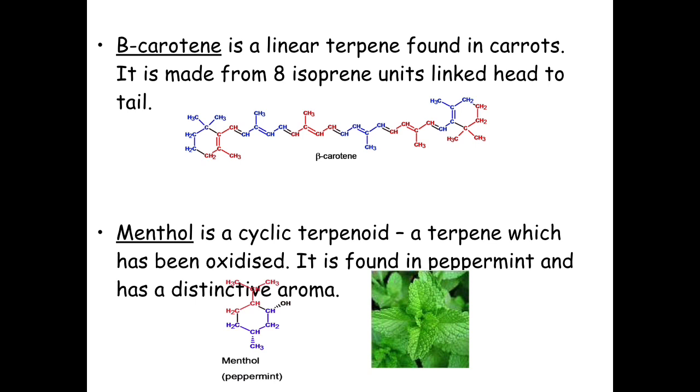Terpenes can be found in all sorts of things. They're often used, like say, in flavourings, in aromas, candles, things like that. You can see here you've got a beta-carotene. That's a linear terpene with 8 isoprene units. We've got a menthol, which is a terpenoid which has been oxidised to give us a mint flavour.